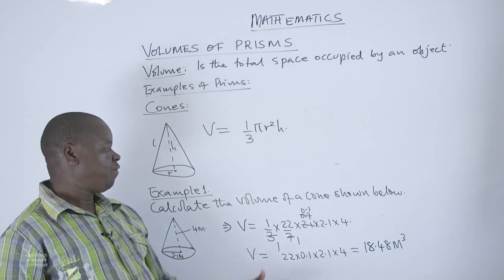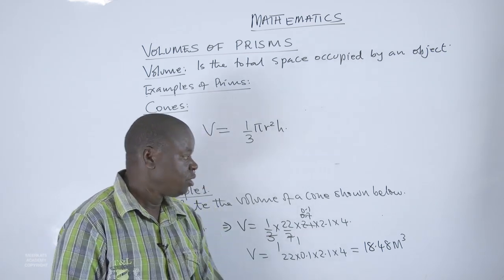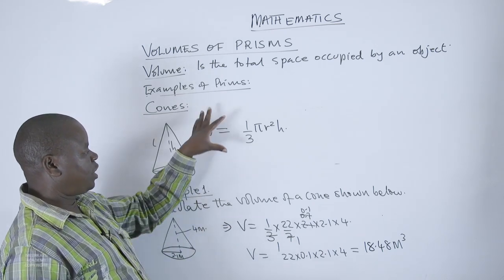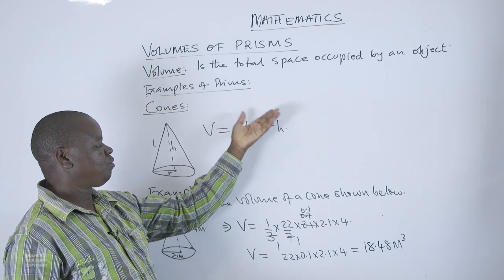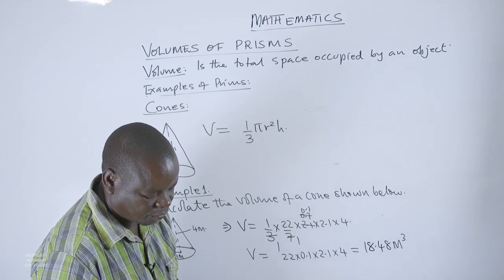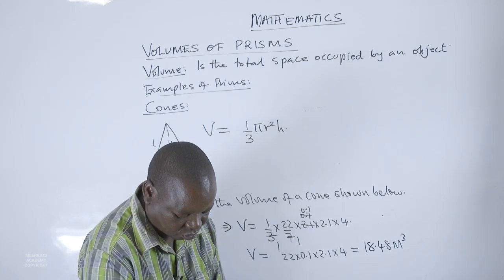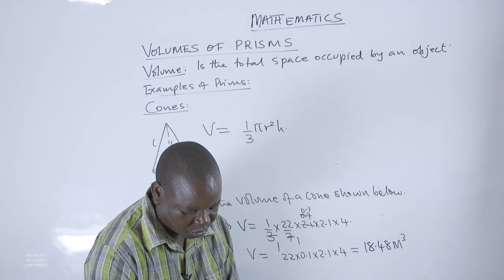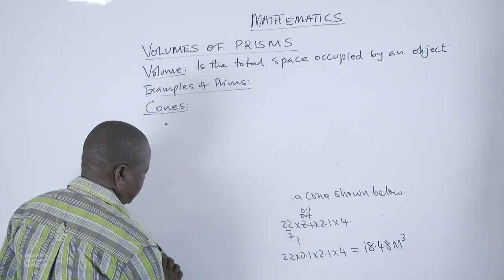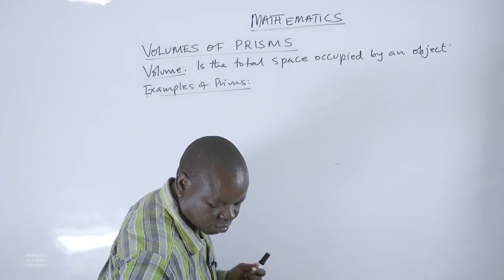So easily again, we have found the volume of a cone by stating the formula and working out the numerical values on the examples we have been given. Once you know the formula, you can easily substitute your values in that formula and get the numerical values of the volume of any particular prism. So let's move on and see other objects.